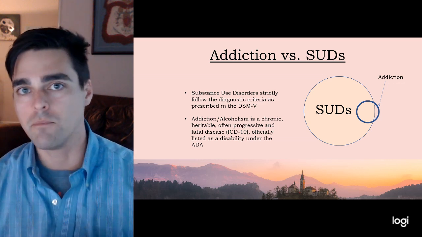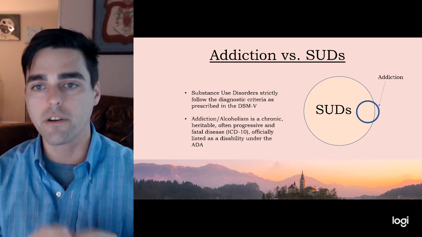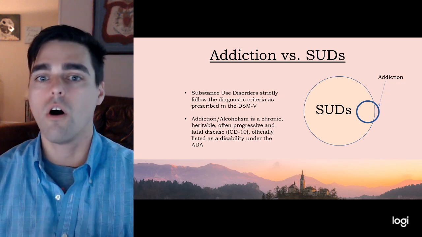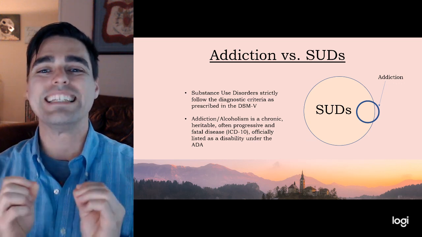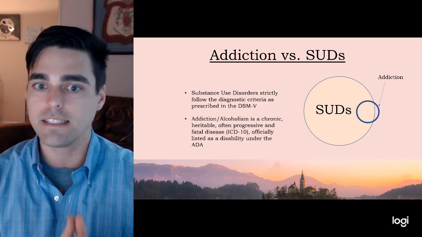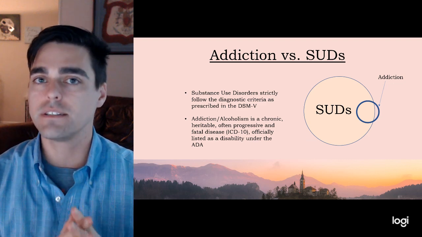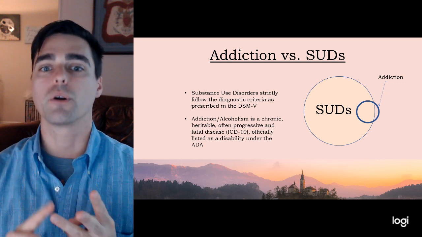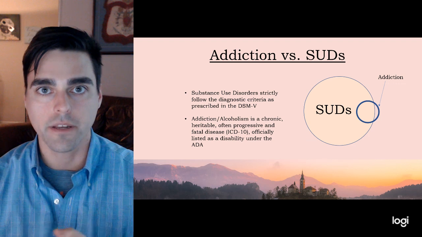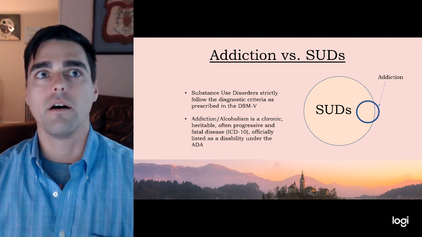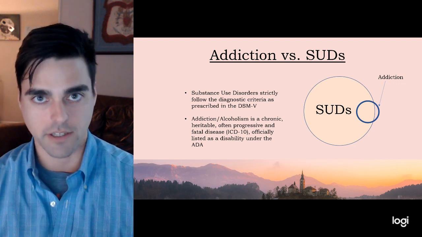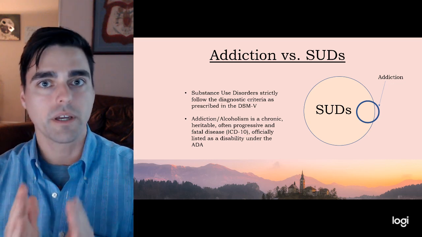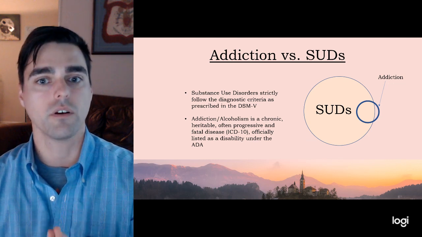Now, addiction, or alcoholism in this case, this is a very important definition. It's a chronic, heritable, often progressive and fatal disease. This is the way the ICD-10 classifies substance dependence, alcohol dependence disorder: chronic, heritable, progressive, fatal, right? Every single year, according to the World Health Organization, something like 3 million people die specifically because of alcohol-related concerns.